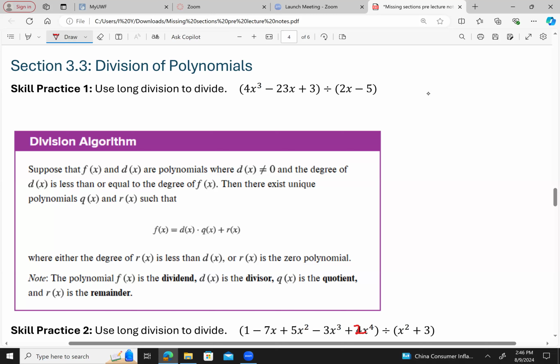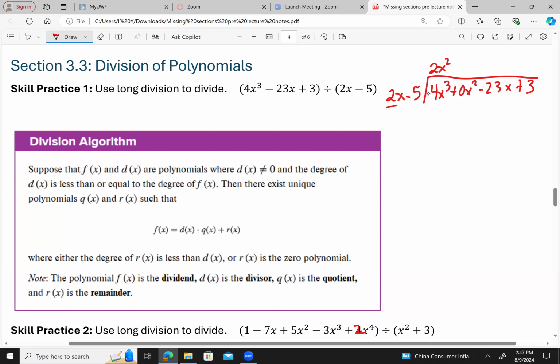We want 4x cubed minus 23x plus 3 divided by 2x minus 5. So, long division. 2x minus 5 goes into 4x cubed. Now, doing this long division, I don't have an x squared term, so I just put in 0x squared minus 23x plus 3. Here's how we look at this. We look at this 2x here. What times 2x gives me 4x cubed? Well, that would simply be 2x squared.